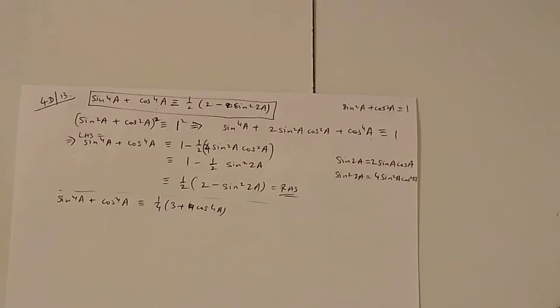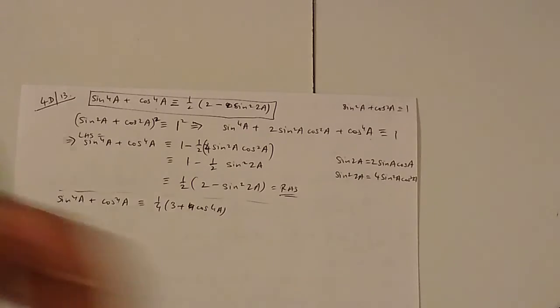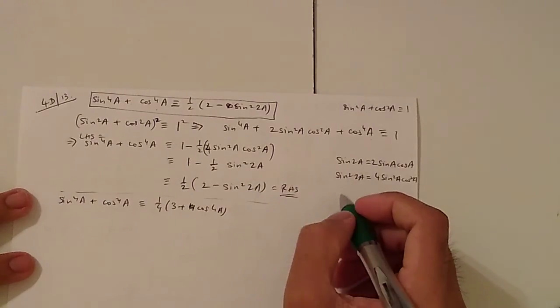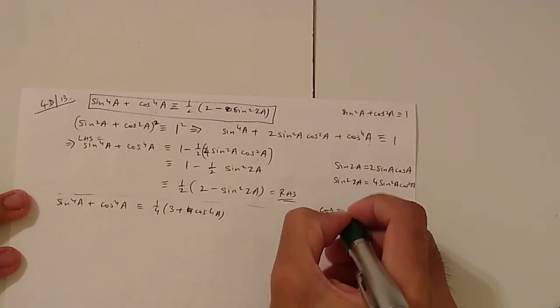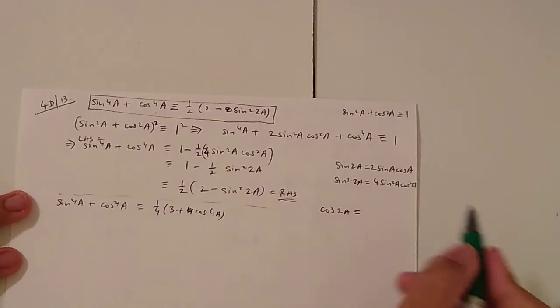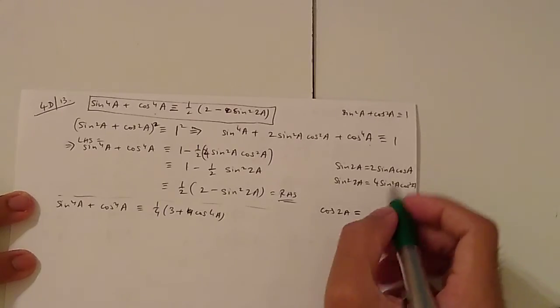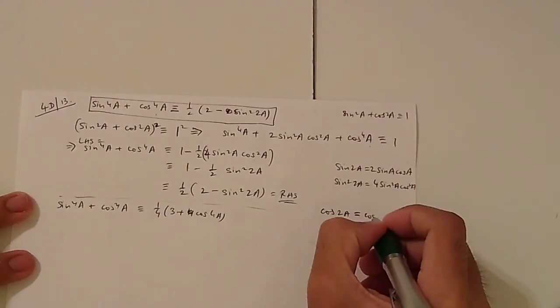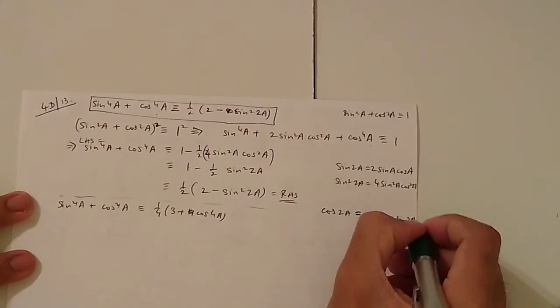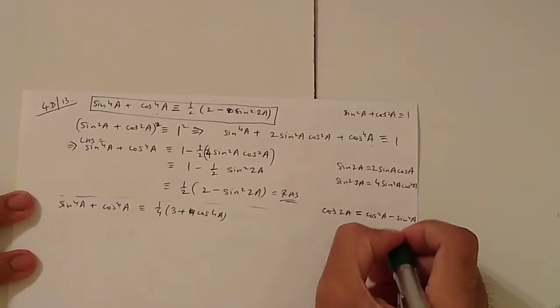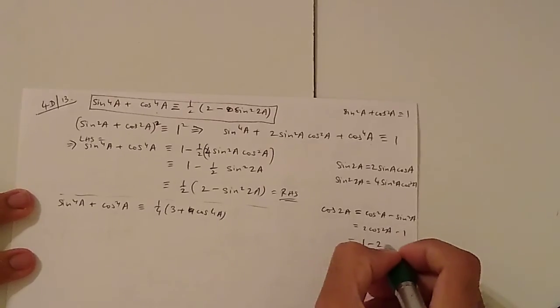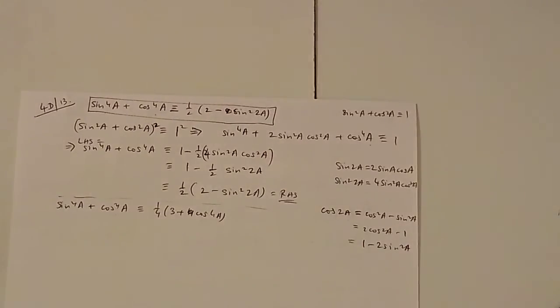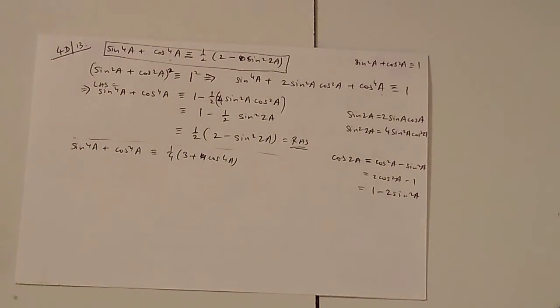What is the double angle relationship for cos? As we discussed in previous videos, cos 2a is equal to cos square a minus sine square a, or 2 cos square a minus 1, or 1 minus 2 sine square a. So you have three different versions. Now, which one are you going to prefer over here?